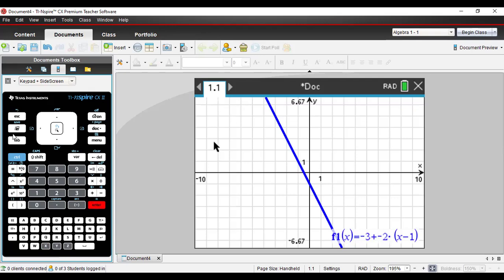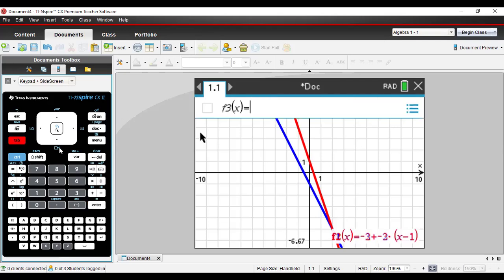So now, let's do the second one. I'm going to go tab, and then I'm going to put in a negative 2 plus a negative 3 times x minus 1. I believe that's the answer, but we're going to double check. All right, another line. Okay, then we're going to do the third one. That one is 3 plus a negative 2 times parentheses x minus 1.